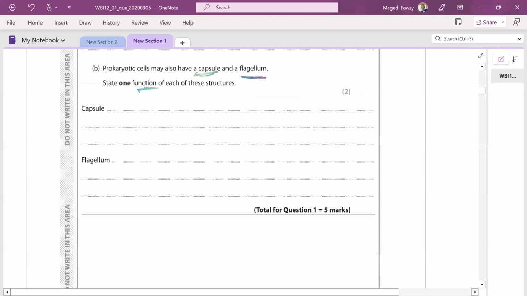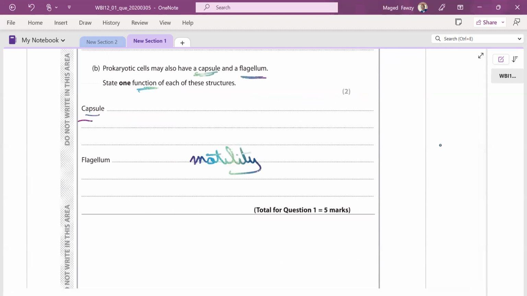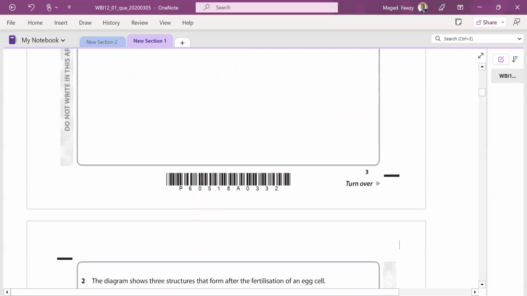A question about the function of the capsule and flagellum. Capsule prevents dehydration of cells, and flagellum is definitely for cell motility, and they will accept movement, but I like the idea of using the word motility in the AS part because it's a bit advanced. So here, capsule, dehydration of cells. So you can take the 2 marks easily.